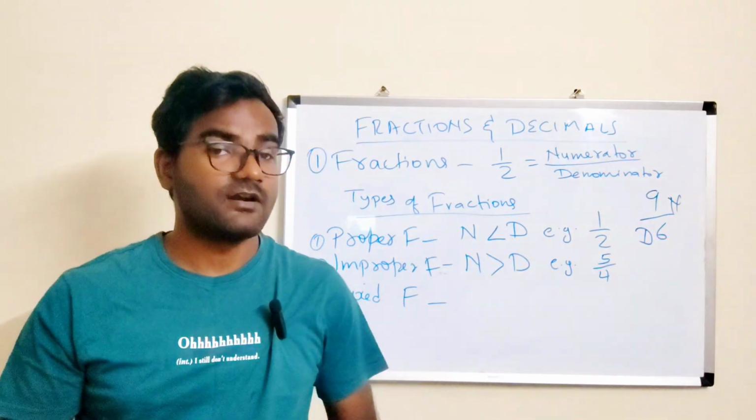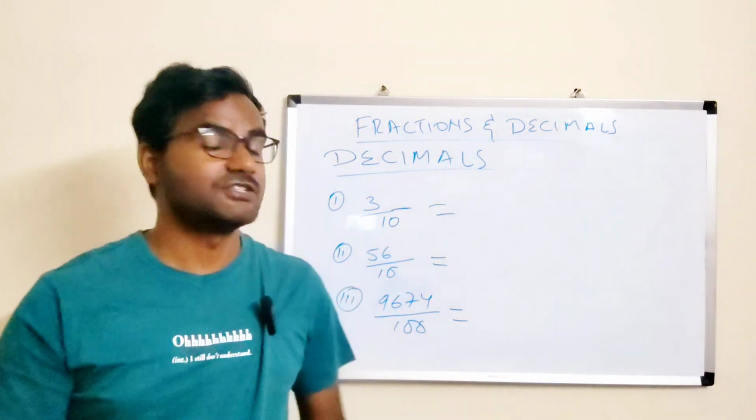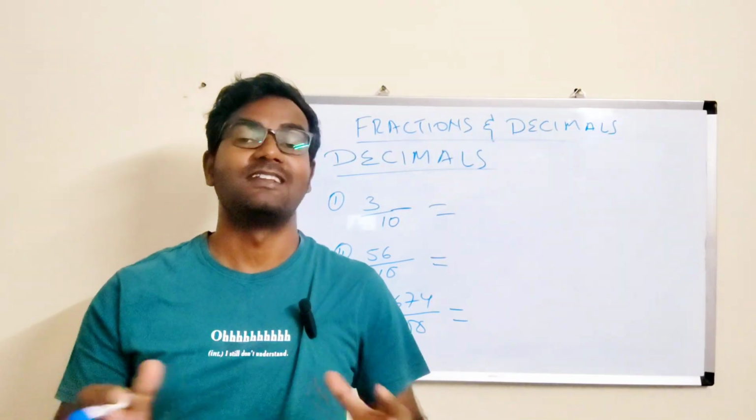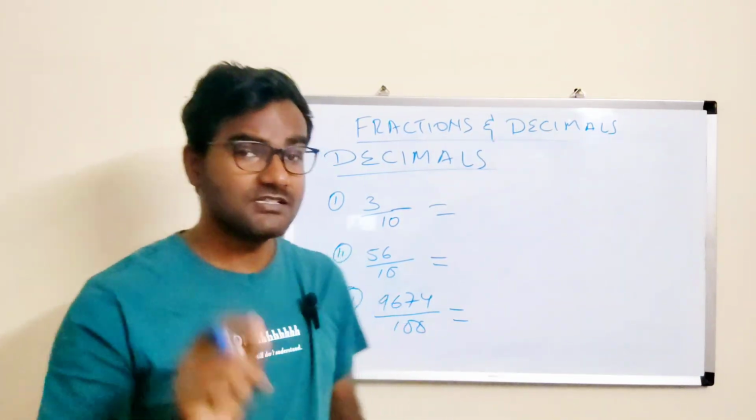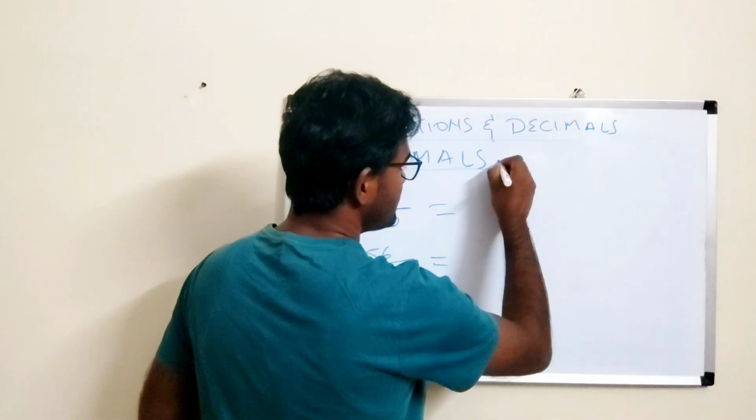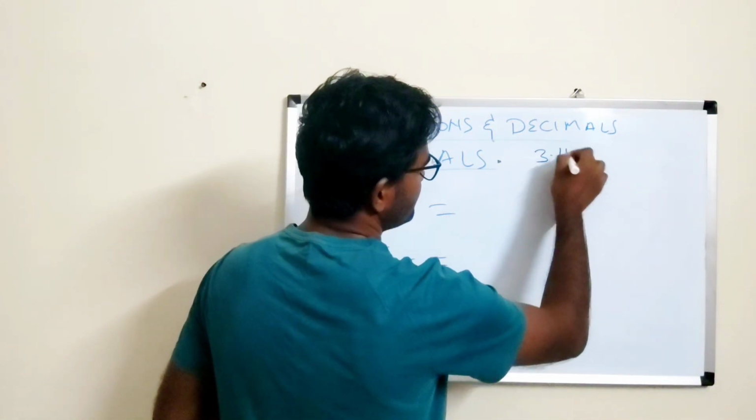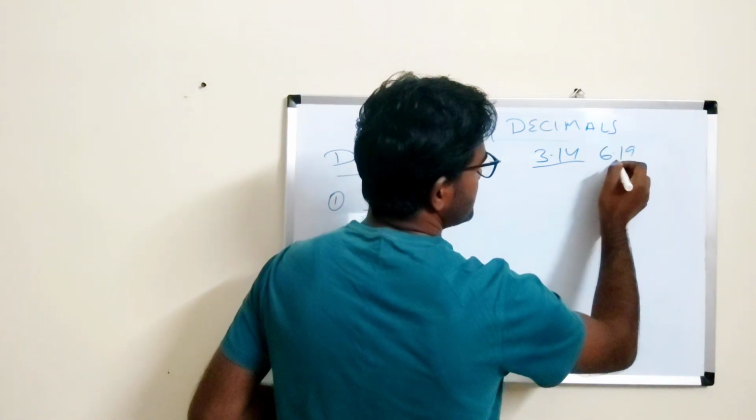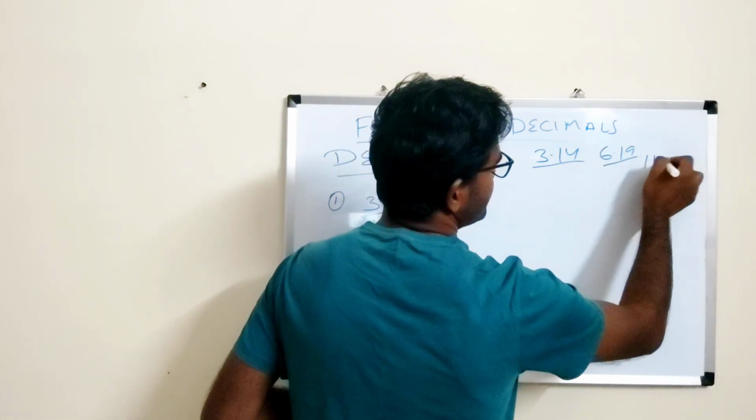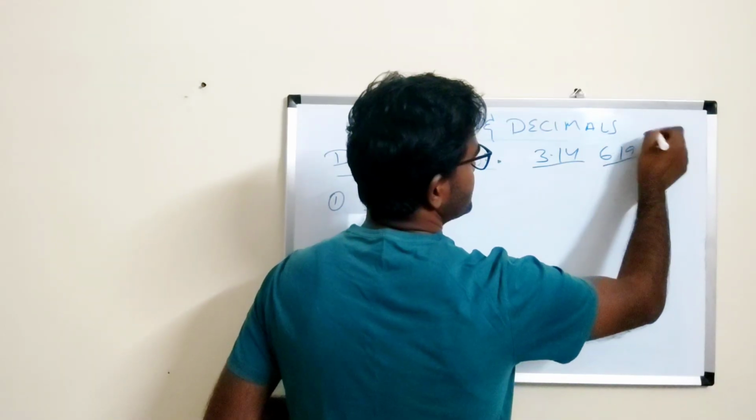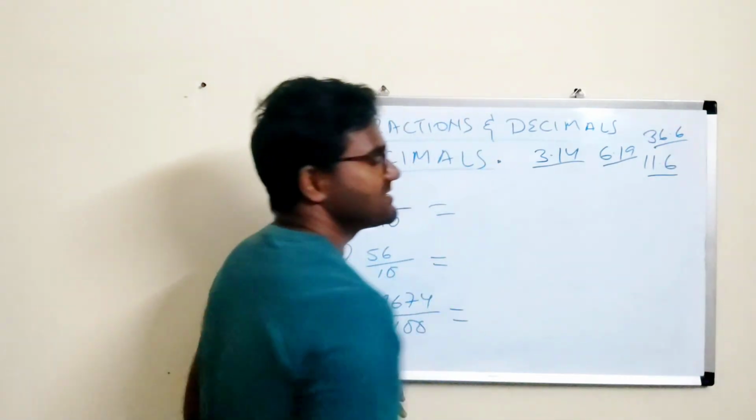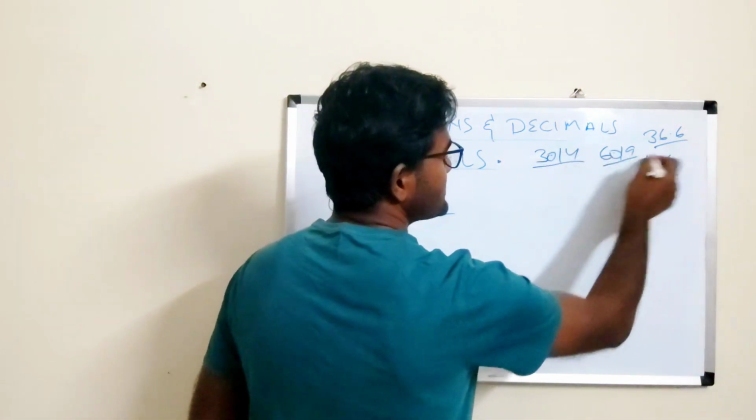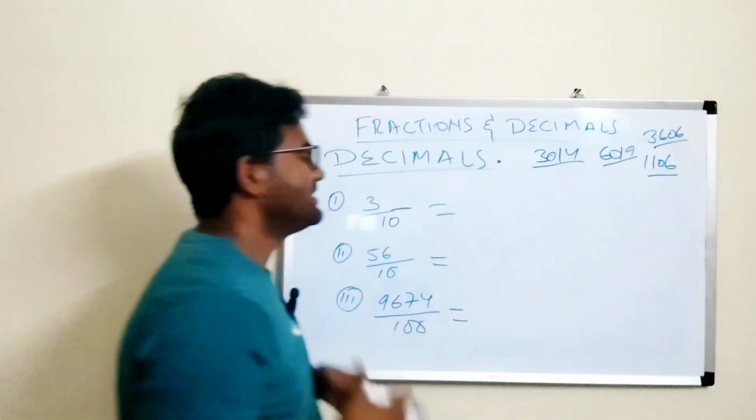Now let us see what decimals are. Let us continue with decimals. Decimal means nothing but point. Suppose I write here 3.14, this is a decimal number. If I write 6.19, this is a decimal number. If I write 11.6, this is a decimal number. If I write 36.6, this is a decimal number. Why are these decimal numbers? Because we can see a point here, right? So these are decimal numbers.